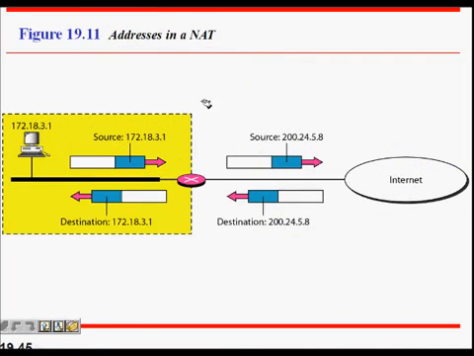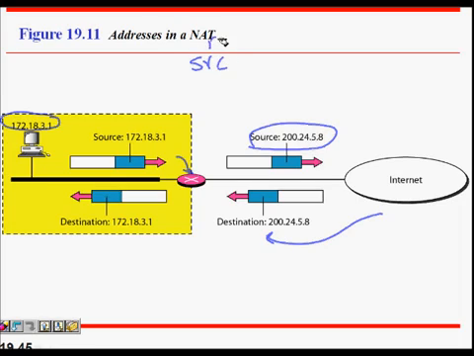Say the machine 172.18.3.1 sent the request, so it comes to the NAT. I put the source as 200.24.5.8, and the reply comes back with the destination being the NAT, 200.24.5.8. But now the NAT makes a table of the source and destination of the request packet.